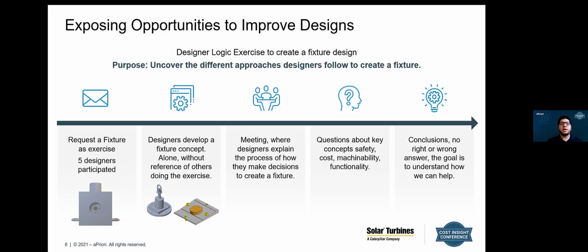After this, we had a meeting where every designer explained their logic and the process they followed to come up with their unique design. In that meeting, we also asked questions about what you think about safety, cost, machinability, and functionality, and how you prioritize those 4 things that we think are important and the designer should keep in mind. At the end, we have the conclusions. Obviously, it's not that the designers are right or wrong. We just want to lay out that opportunity. So I'm going to talk about the conclusions that we got from that exercise.